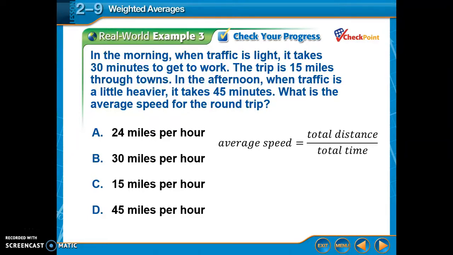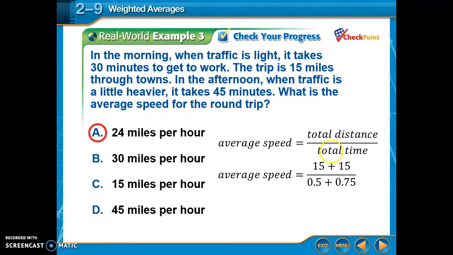To solve this problem, we should recognize that the total trip here is 15 miles both ways. That's 15 plus 15. For total time, we're going to change this into hours since our answers over here are miles per hour. So we should have 15 plus 15 for total distance and 0.5 plus 0.75 for our hour times. Together, that makes an answer of 24 miles per hour.